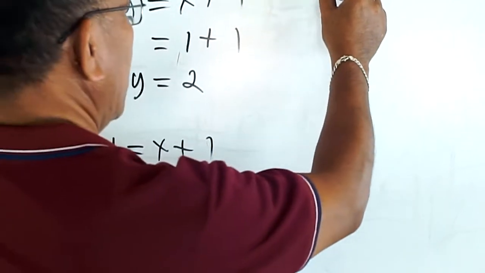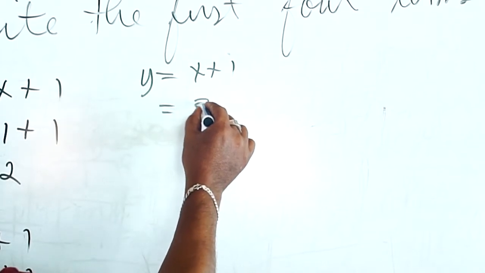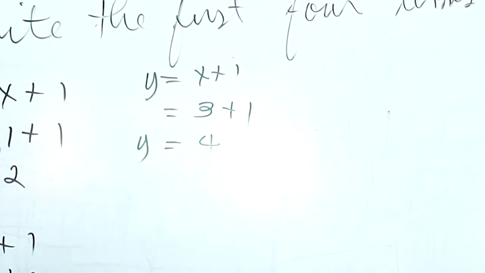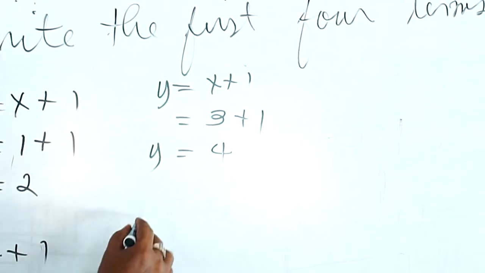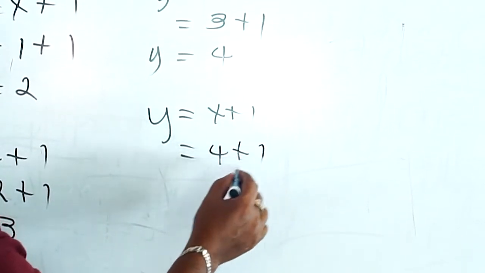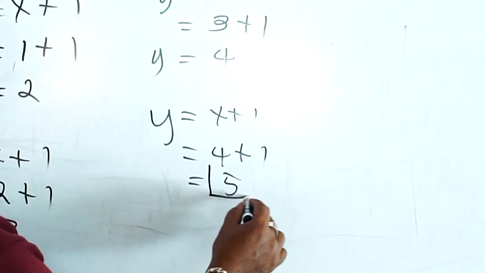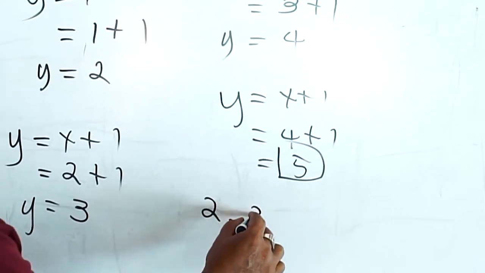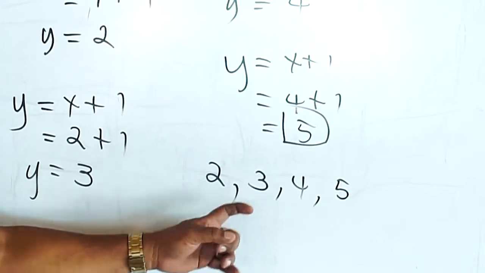Then next is y is equal to x plus 1. Okay, so we have 3 plus 1, which is equal to 4. So 4 is the third term. Okay, last. You are only to write the first 4 terms. So y is equal to x plus 1, that is 4 plus 1, which is equal to 5. 5 is the fourth term. So therefore, the first 4 terms are 2, 3, 4, and 5.